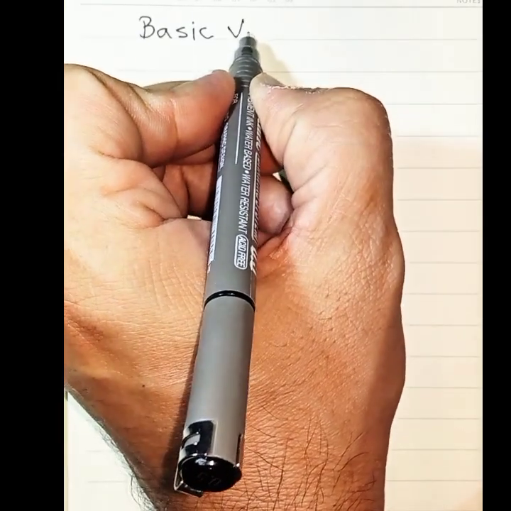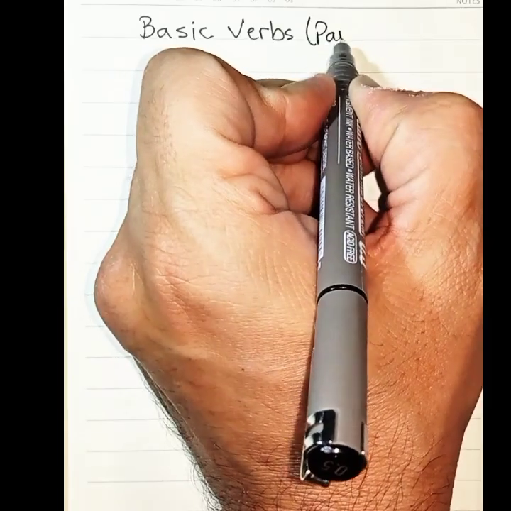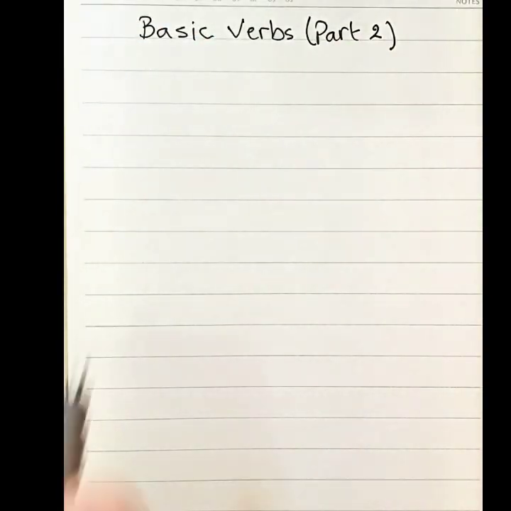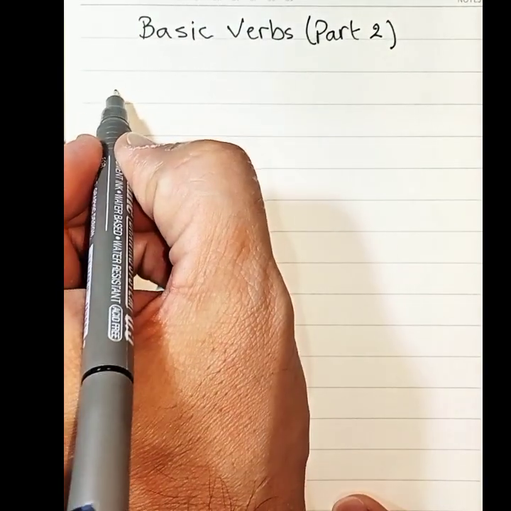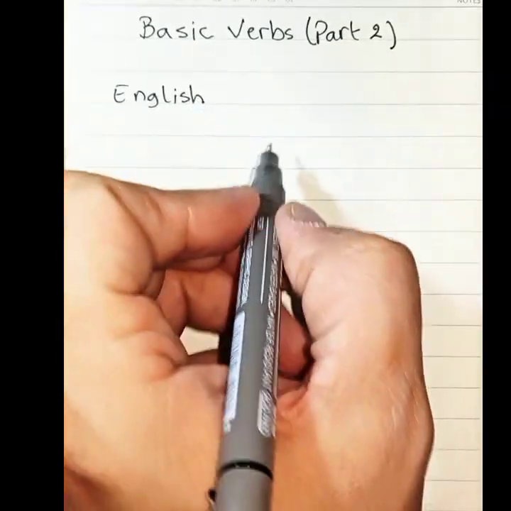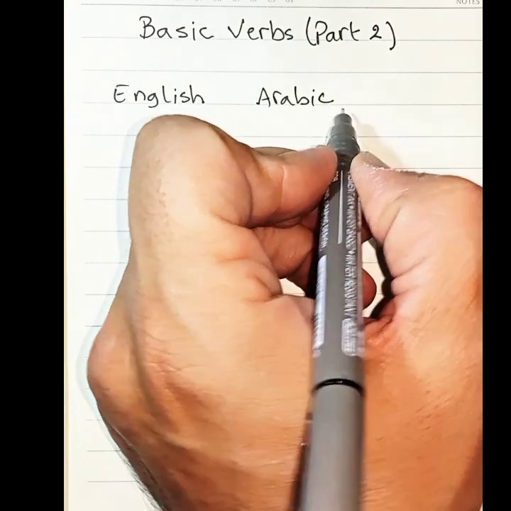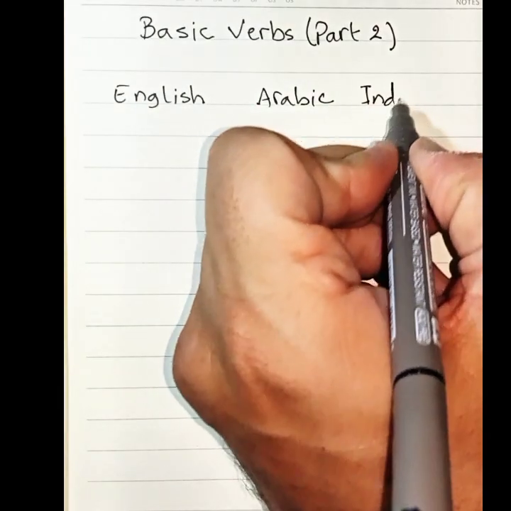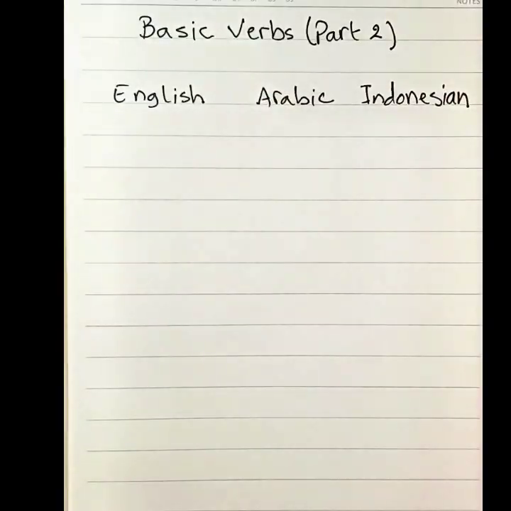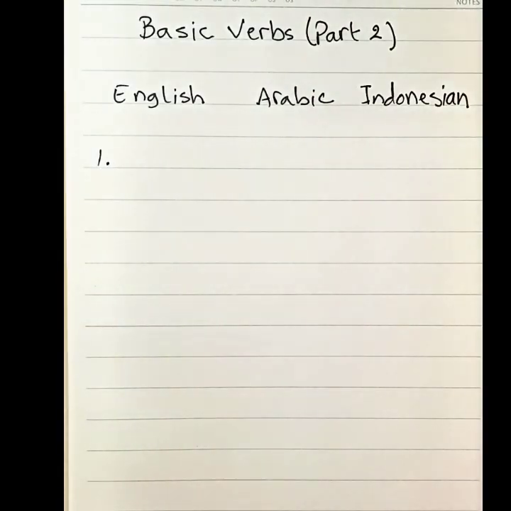So we start with the title. Basic verbs, part 2. We write the verbs in English, Arabic, and Indonesian. We see 6 verbs and their opposites, their antonyms.